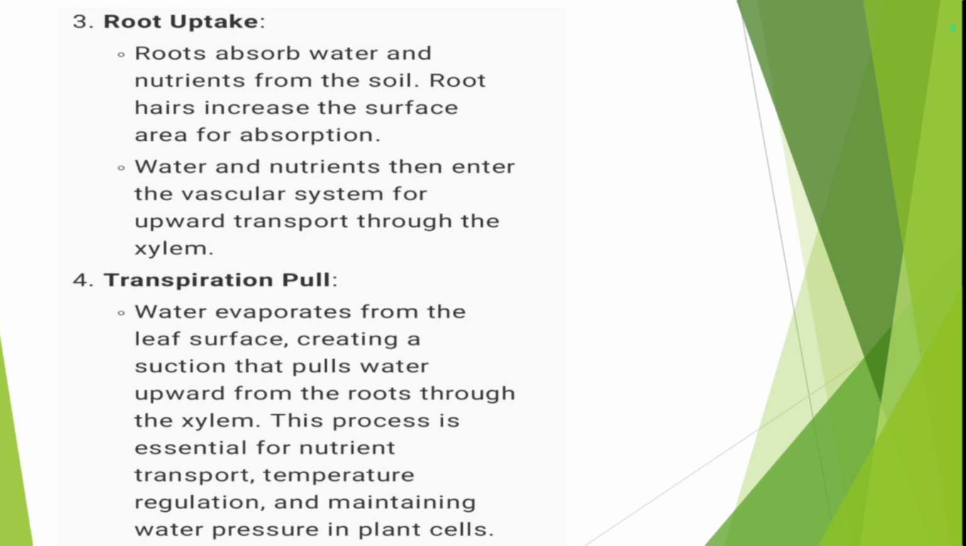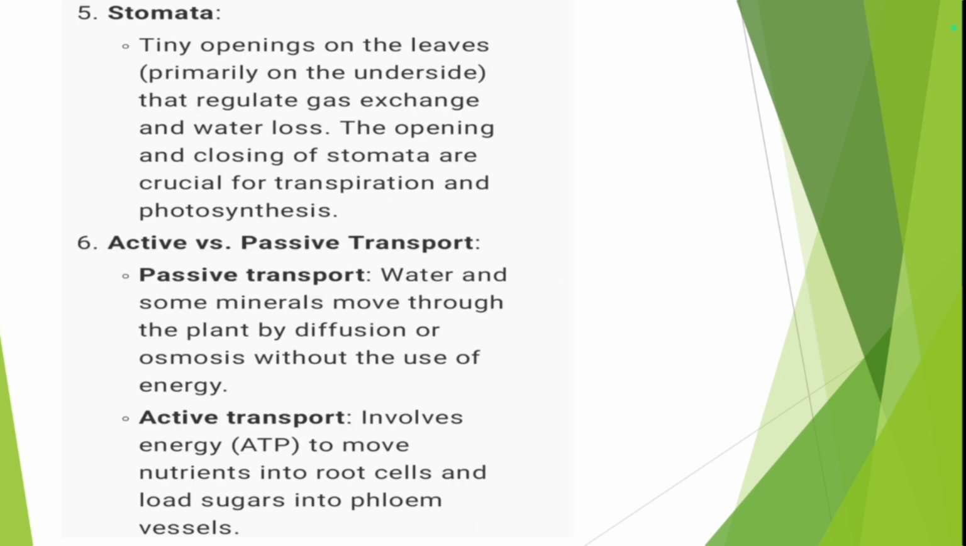Then transpiration pull. Here, transpiration pull, as I told you, is the suction pull which is created when the leaves perform the process of transpiration. And the transpiration is performed by stomata. Do you know? Stomata is the main thing which causes transpiration.